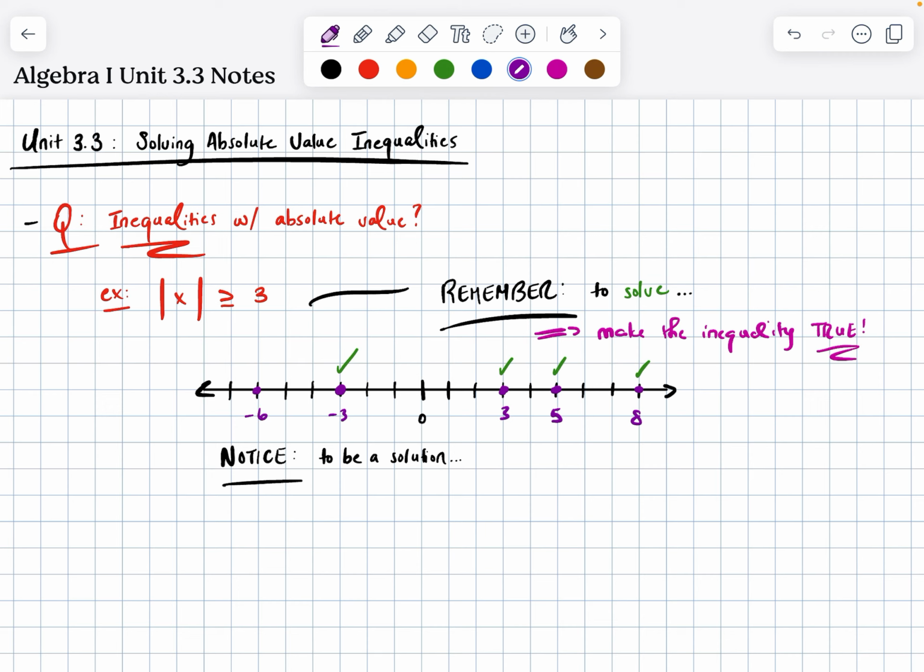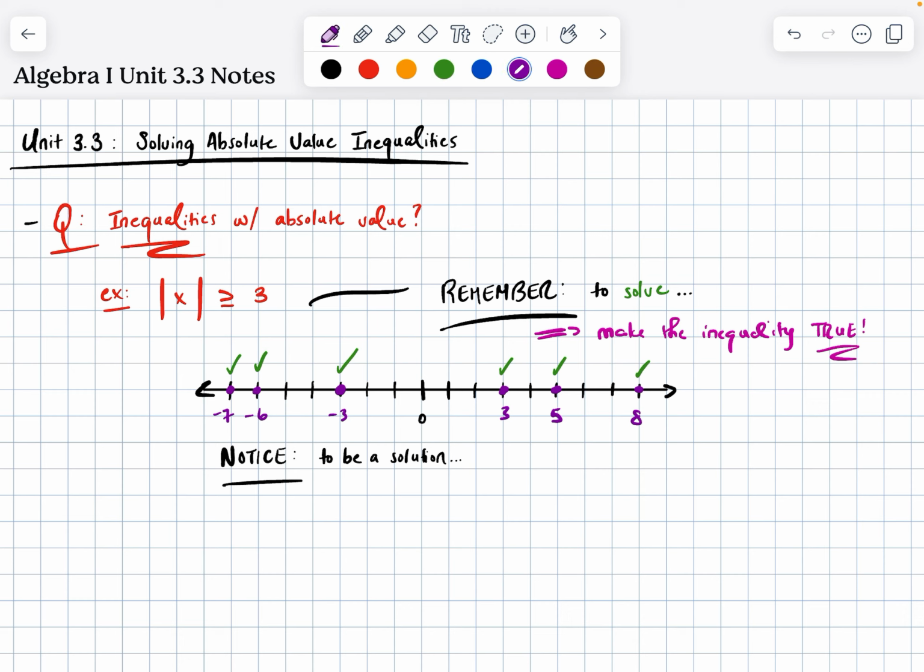But I could also, hopefully you found some numbers, to the left of negative 3. Say I took negative 6. Negative 6 has an absolute value of 6. 6 is greater than or equal to 3. I could take negative 7. Negative 7 has an absolute value of 7, which is greater than or equal to 3. So anything to the right of 3, to the left of negative 3 seems to work.